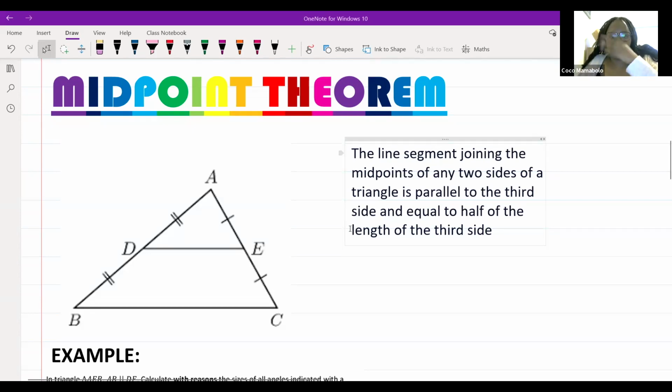All right. So let's start with what the actual theorem says, because we're going to have to use the theorem as we go along.